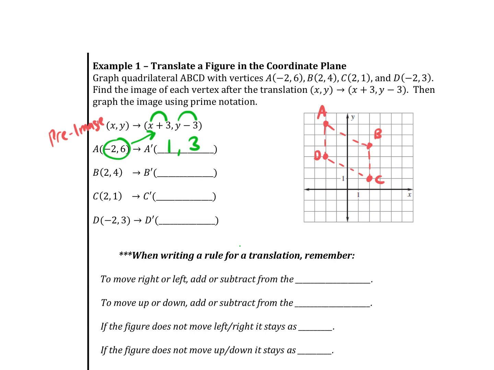Why don't you guys go ahead and see if you can do B, C, and D for B prime, C prime, and D prime. Go ahead. All right, B prime should have been 2 plus 3 is 5, 4 minus 3 is 1, so 5, 1. C: 2 plus 3 is also 5, and 1 minus 3 is negative 2. And then we should have D, which is negative 2, 3, should be negative 2 plus 3 is 1, and 3 minus 3 is 0. Okay? All right, let's graph these now and let's see what happens.